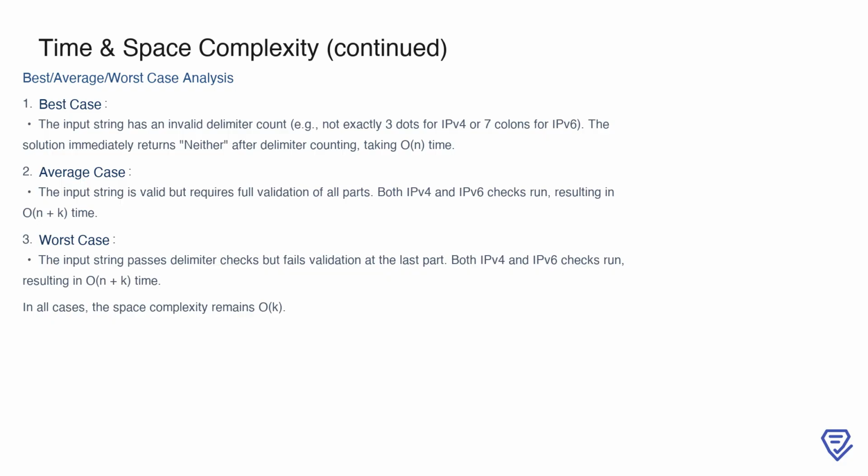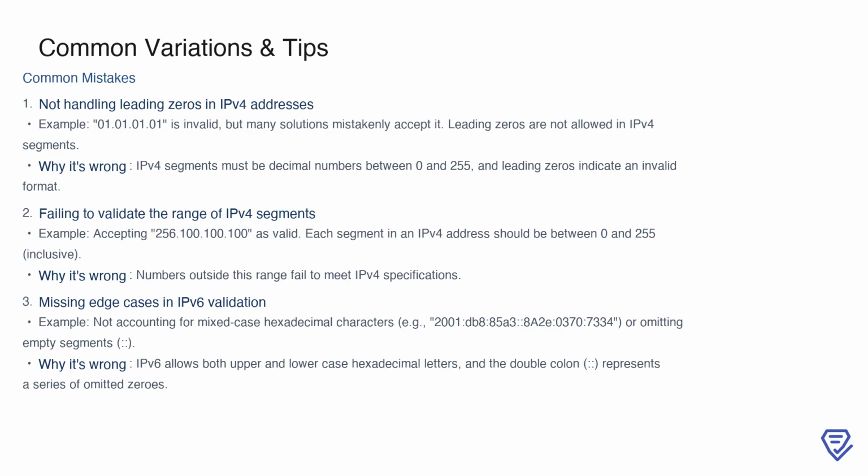Across all scenarios, the space complexity is consistently O(k), as the solution's memory usage depends only on the parts generated during the split operations. When validating IP addresses, there are some common mistakes to watch out for. One is not handling IPv4 addresses with leading zeros. For example, 01.01.01.01 might seem valid at first glance, but it's actually invalid because IPv4 segments cannot have leading zeros. IPv4 segments must be plain decimal numbers between 0 and 255, and leading zeros indicate an incorrect format.